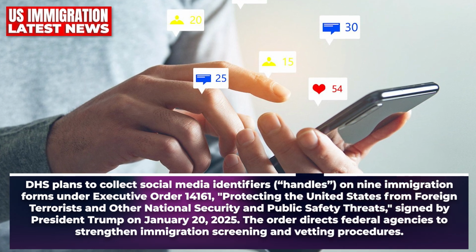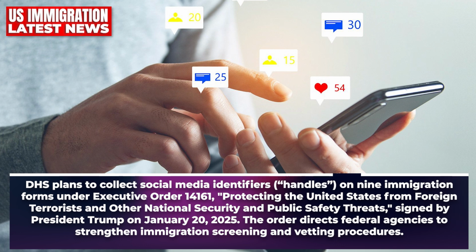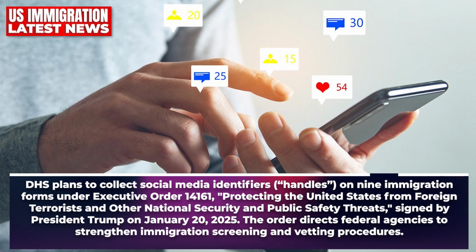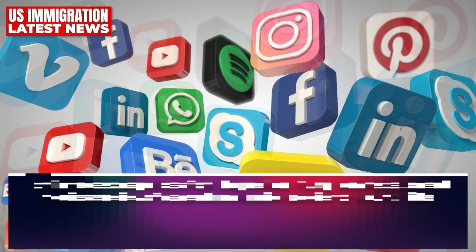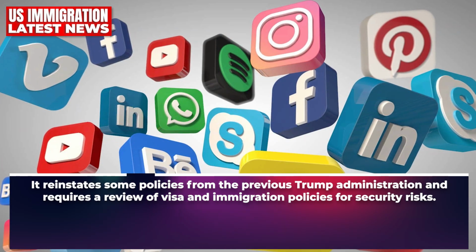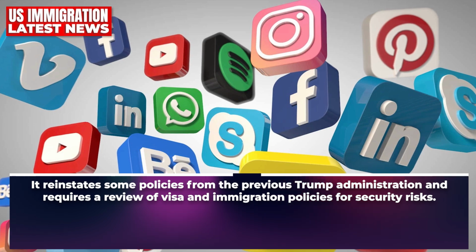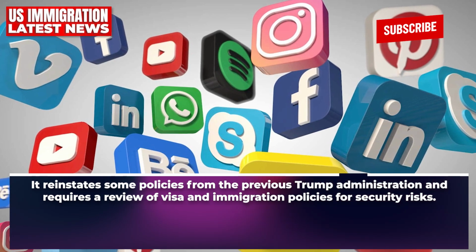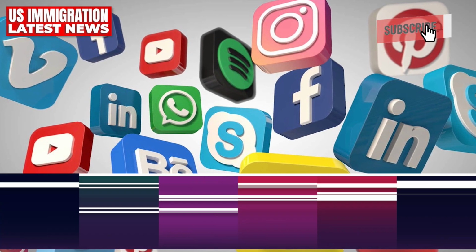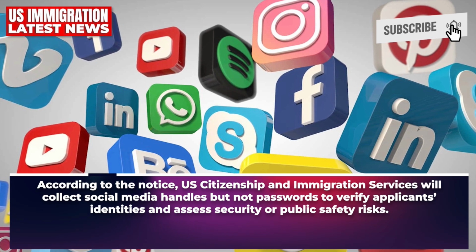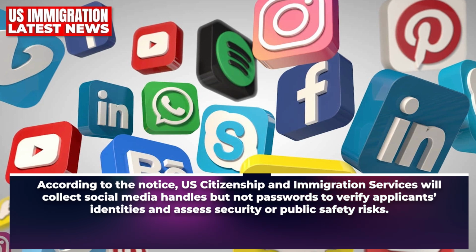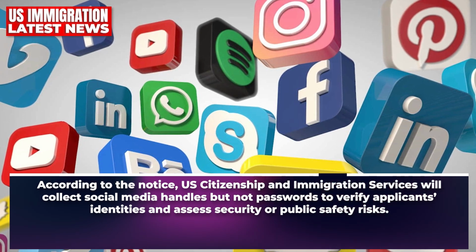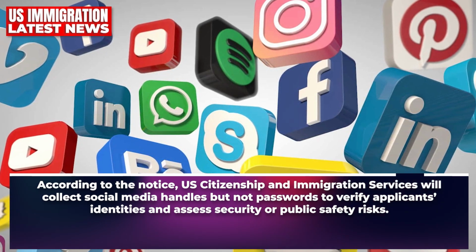Signed by President Trump on January 20th, 2025, the order directs federal agencies to strengthen immigration screening and vetting procedures. It reinstates some policies from the previous Trump administration and requires a review of visa and immigration policies for security risks. According to the notice, U.S. Citizenship and Immigration Services will collect social media handles but not passwords to verify applicants' identities and assess security or public safety risks.